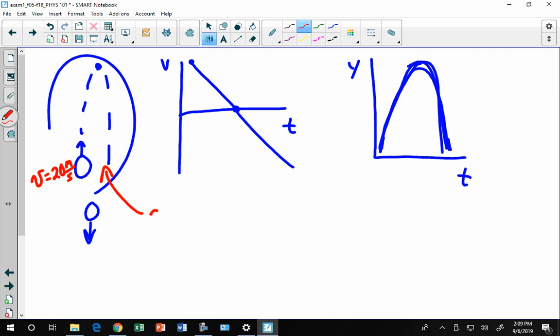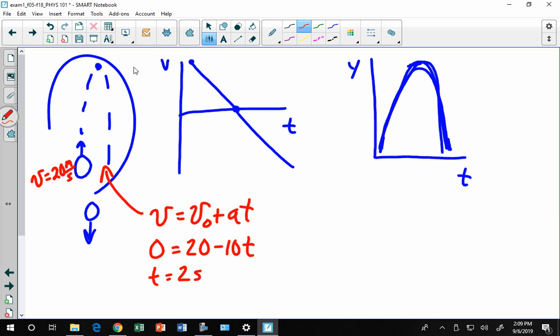Now we can describe that in a formula. V equals V naught plus AT. And so we have 0 equals 20 minus 10, that's our acceleration, times t. And so t is equal to 2 seconds. That's the time where? At the top, right? So the time at the top is 2 seconds. That means the total time is 4 seconds. 2 seconds go up, 2 seconds go down.